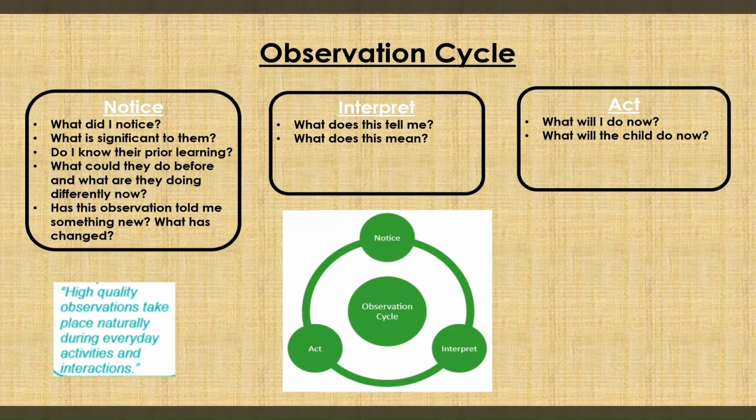Interpret. Ask yourself, what does this tell me? What does this mean? We need to think about and analyse an observation to learn about a child's development and learning. You might consider their social skills: how they interact with others, share resources, take turns and follow simple rules and routines. Communication skills: how they communicate their needs, wants and emotions and develop their listening, speaking, vocabulary and language skills.